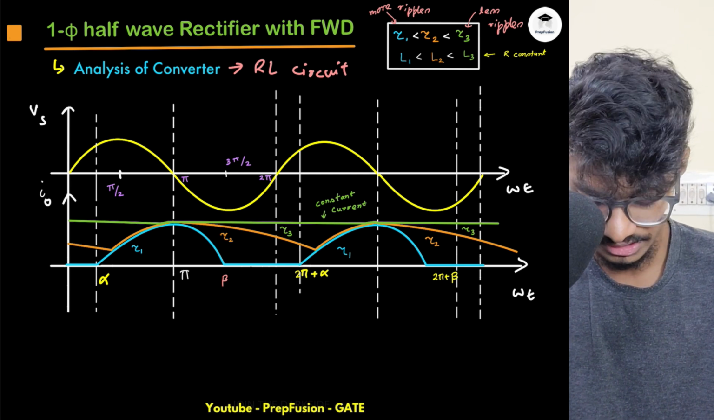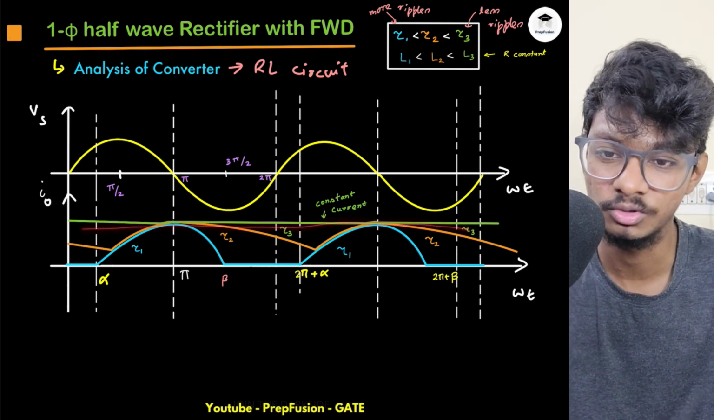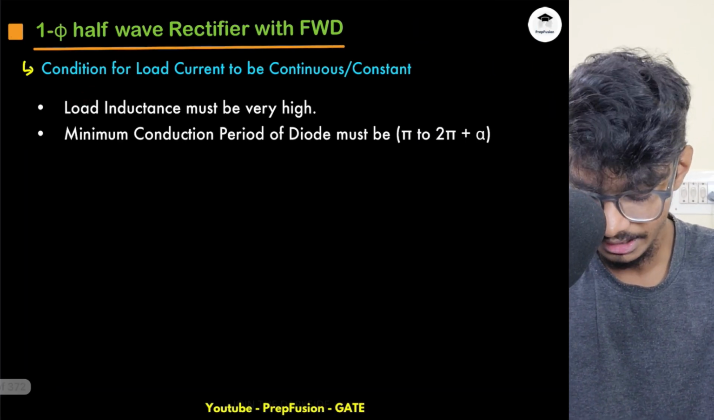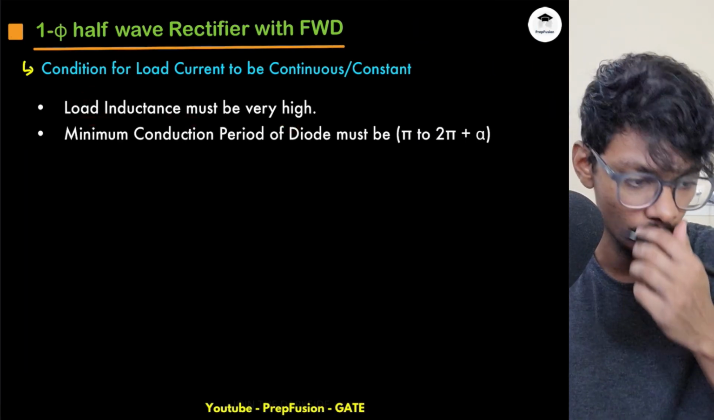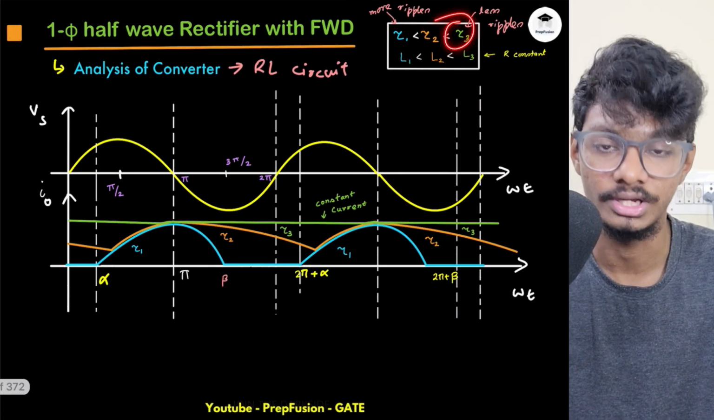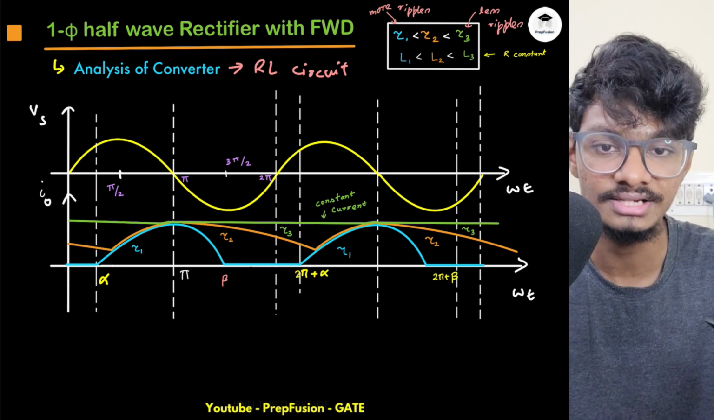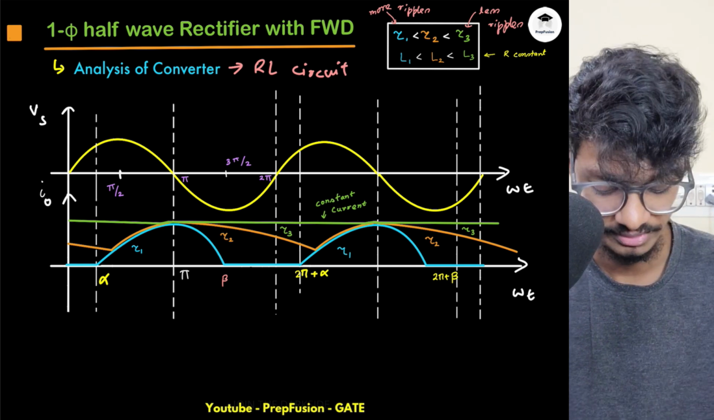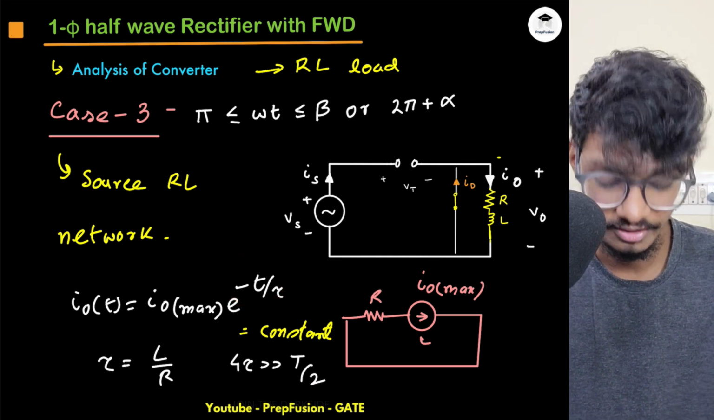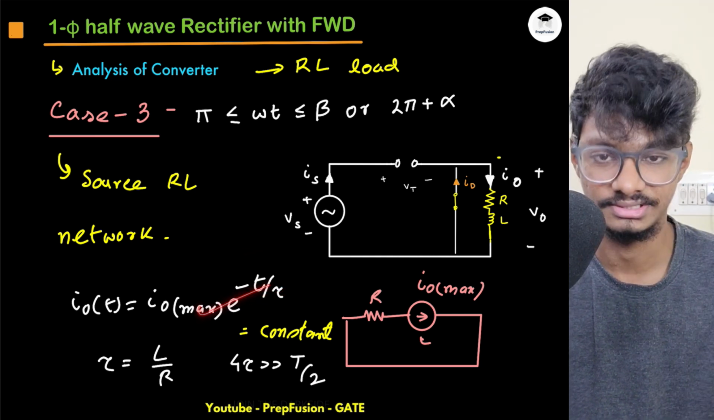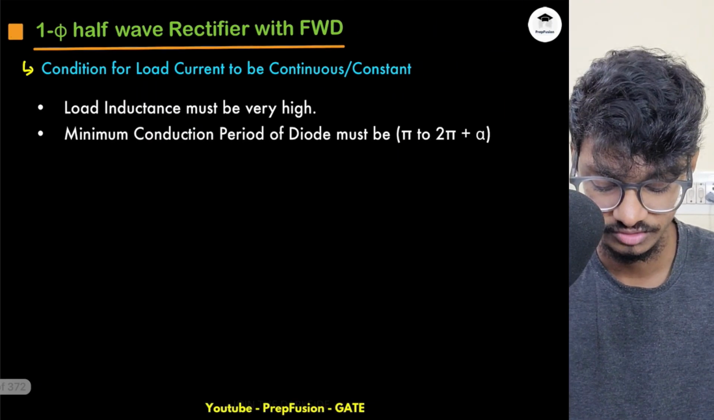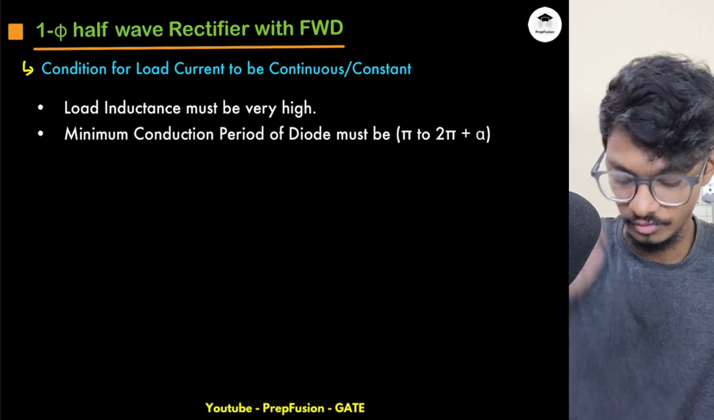So for continuous current, if I want my current absolutely ripple free, what are the conditions? The condition is that the load inductance must be very high. That's why we always say the inductance is very high. Why do we say it? Inductance is very high so that the time constant is very high, so the time it requires to discharge is very high. So it doesn't discharge by much, it discharges by a very small amount, because if this is a very small number, I can linearize this, and this will be just a linear function. All this I have explained in my pulse response video as well. So these are a few conditions.